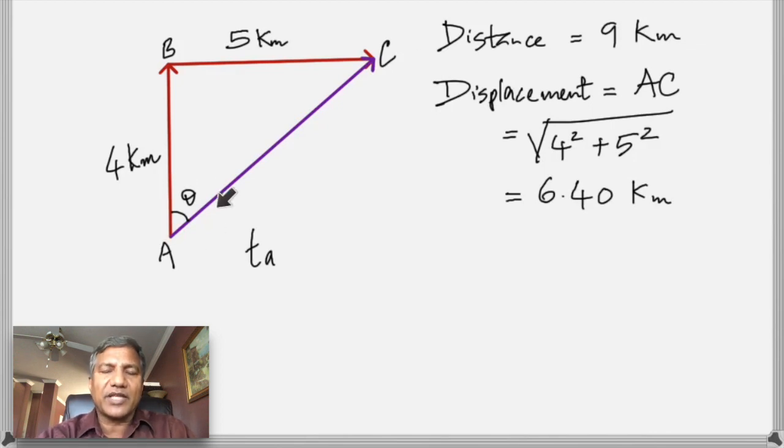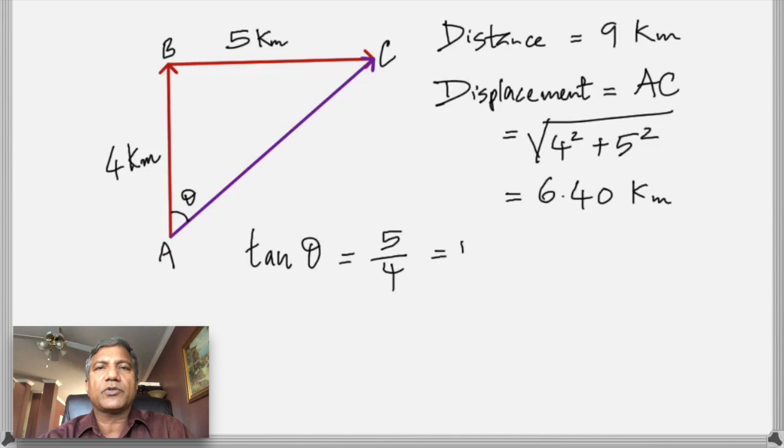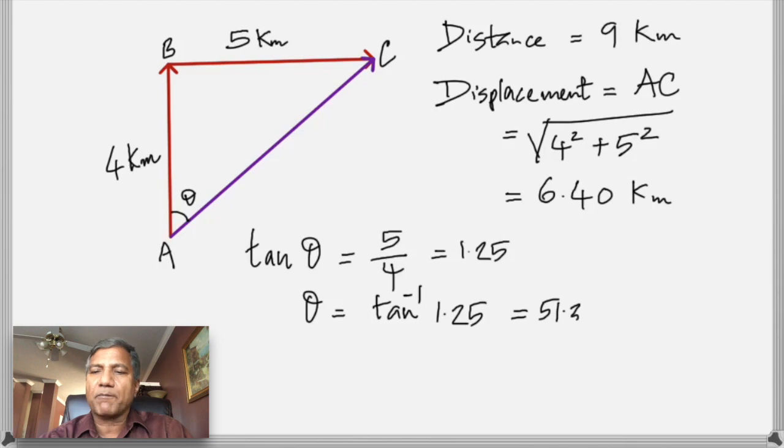And then to find the angle theta, use the trig, and tan theta is opposite side by adjacent side. This is the angle, so this is the opposite side to the angle. This is the adjacent side. So when you apply tan theta is equal to 5 divided by 4, you get 1.25, and then you take the inverse tan of 1.25 to give you the angle as 51.34 degrees. So that's how you work it out.